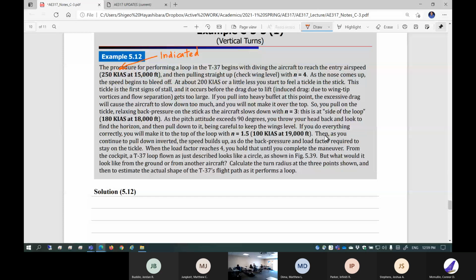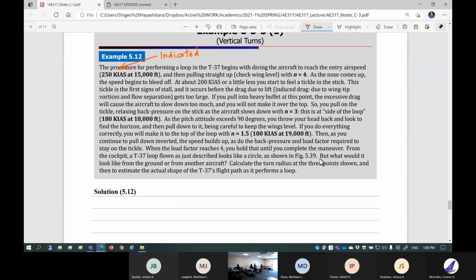Okay. If you do everything correctly, good luck, but you will make it to the top of the loop with n equal to 1.5, 100 knots, 19,000 feet altitude. Then as you continue to pull down inverted, the speed builds up, you're going to essentially accelerate, go back to the pressure and load factor required to stay on the tickle. I see. Now you're going to go back to load factor 4, you go back to level flight, you complete your maneuver. That's right.